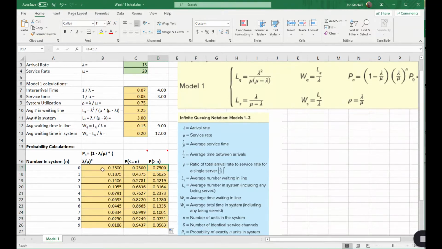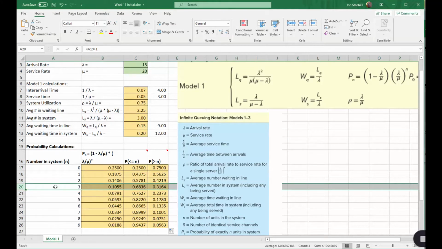So you can see here I've got a 25% chance of 0 people being in the system. I've got a 75% chance of more than 0 people being in the system. And again, let's compare that to our system utilization number. It's the same. We're doing good. So here, for the 3 people in the system, we have a 31.6, so roughly 32% chance of more than 3 people being in the system.